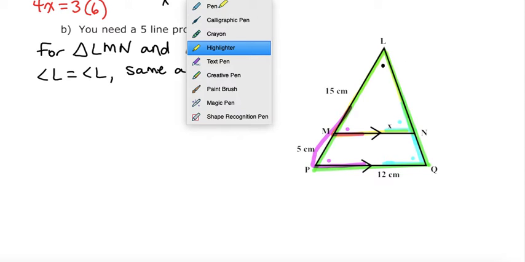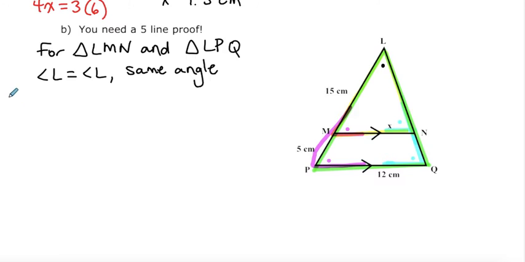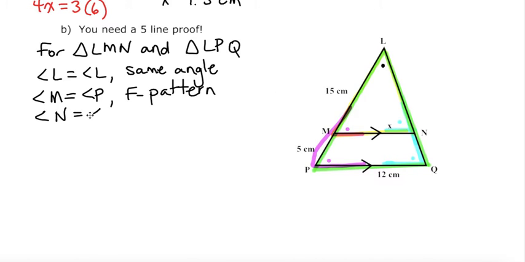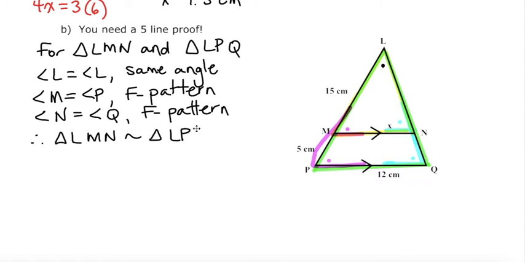So now I'm going to put that into my proof. I can say that angle M is equal to angle P, and that's because of the F pattern. I also know that angle N is equal to angle Q because of the F pattern again. So because I've shown that all three of these angles are the same in these two triangles, I can say with certainty that triangle LMN is similar to triangle LPQ, and I showed that by using angle, angle, angle.